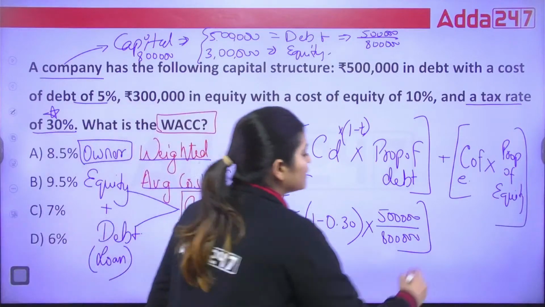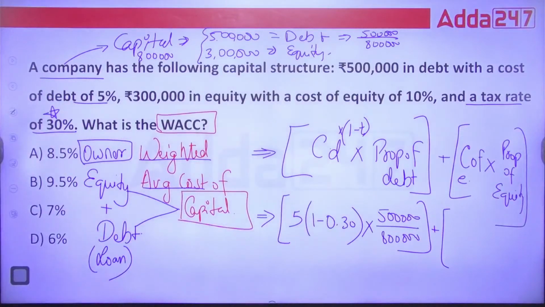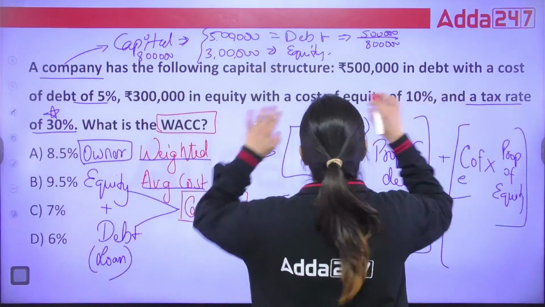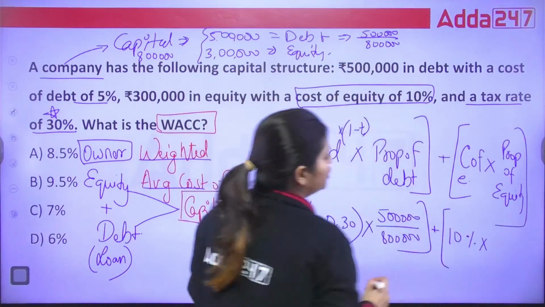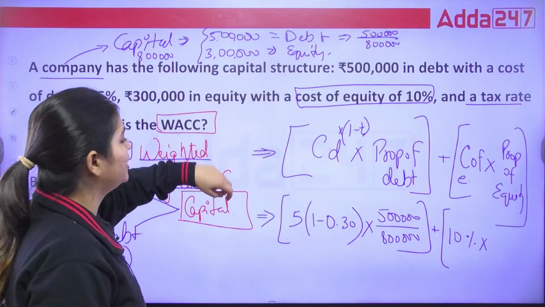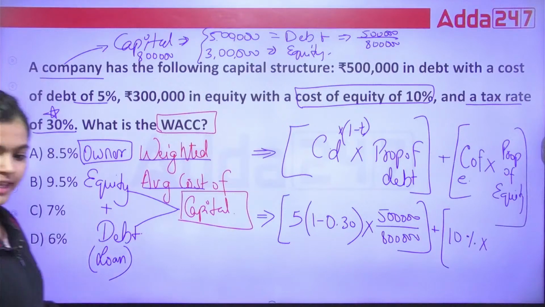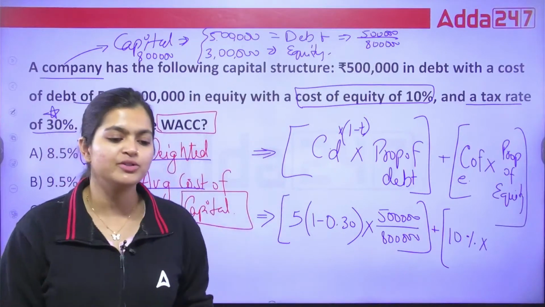Now, next, you need to add the equity calculation. So how are we going to add this? Chaliye. For the cost of equity, how much is your cost of equity? That is 10%. So we are going to use this 10% directly and multiply it with the proportion of equity. Tell me, what is the proportion of equity? If 5 lakh divided by 8 lakh is the proportion of debt, then what is the proportion of equity?